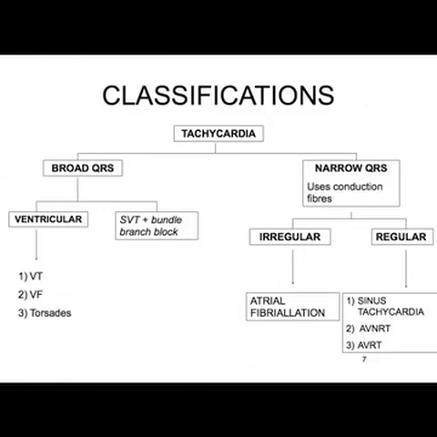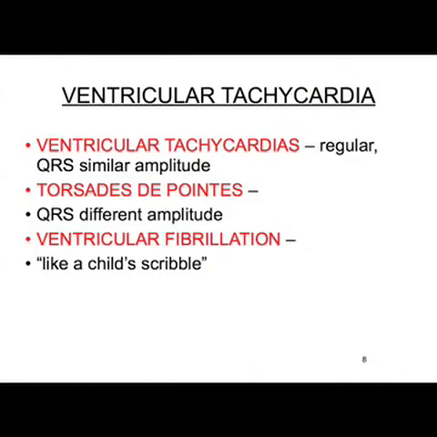So the important arrhythmias here are ventricular tachycardia, ventricular fibrillation, and torsade de pointes. They're easy to tell apart. VT, as we have already said, is regular, and the QRS complexes are all of similar amplitude. In torsade de pointes, however, the QRS complexes tend to be of differing amplitude. VF has a characteristic appearance on the ECG and looks like a child's scribble.